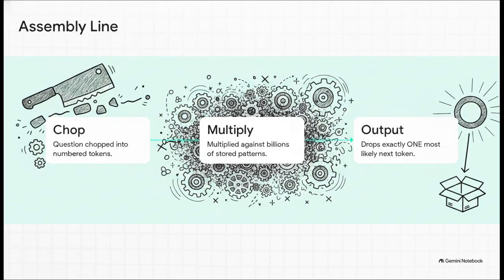Here's how that assembly line actually moves. First, your question is chopped up into those numbered tokens. Second, that list of numbers gets multiplied and added against billions of stored pattern settings that the AI learned during its training phase. The machine executes billions of arithmetic operations at a scale literally no human could finish in 1,000 lifetimes. And what is the result of all that insane math? It drops exactly one single, most likely next token. Just one. And then, it runs the entire line again for the token right after that.